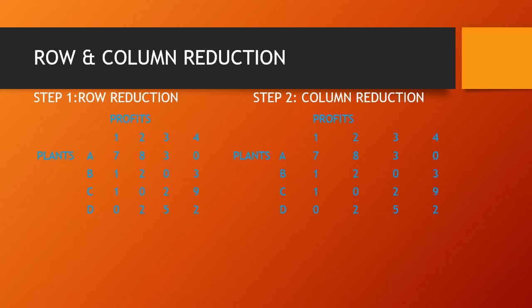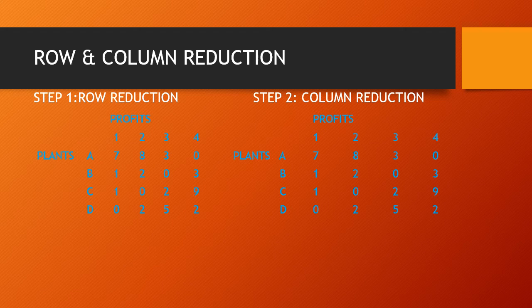This is the matrix from step 1 that we just did. Then we transform it column by column. This is the smallest element in column 1, which is 0. The second column, the smallest element is 0. The third column, the smallest element is 0. Then the fourth column, the smallest element is 0. If you subtract 0 from 7, 1, 1, 0, we arrive at 7110. Subtracting 0 from 8, 2, 2 and 0, we have 8202. Subtracting 0 from 3, 0, 2, 5, we have 3025. Then subtracting 0 from 0, 3, 9, 2, we have 0392.